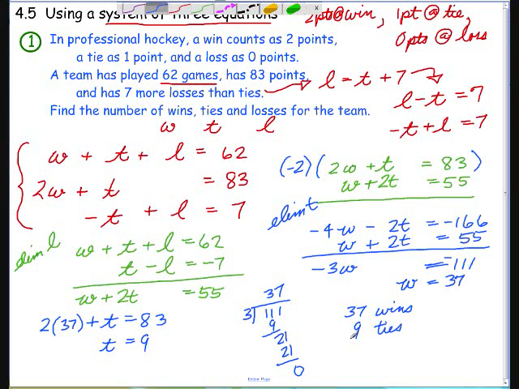And how many losses? Well, I had 62 games altogether. So 62, and I'm going to subtract the number of wins plus the number of ties, which is 46, isn't it? And that will tell me how many losses I had. I had 16 losses. Pretty good record.